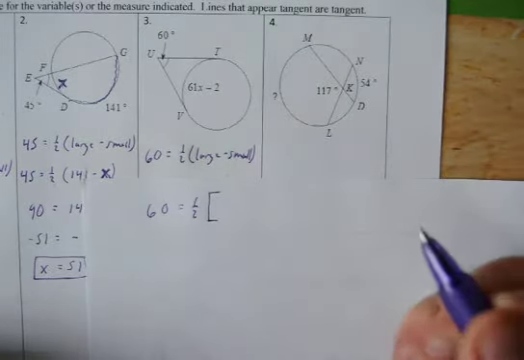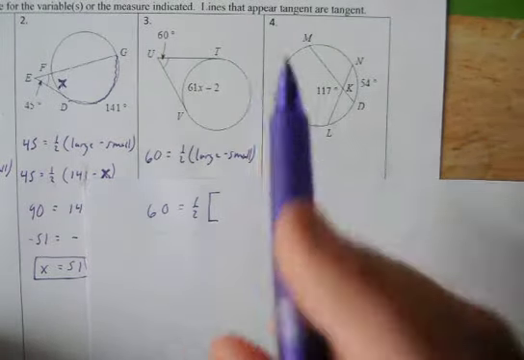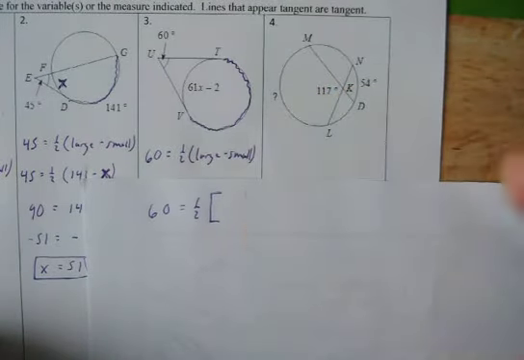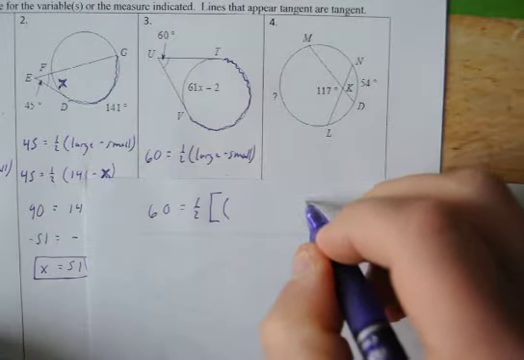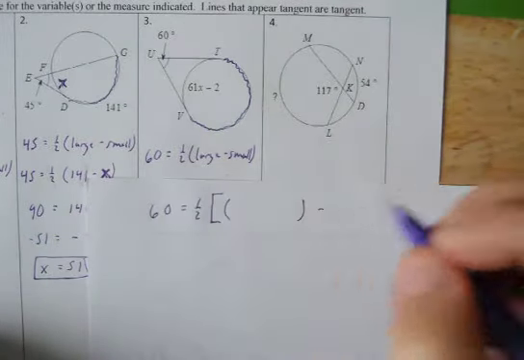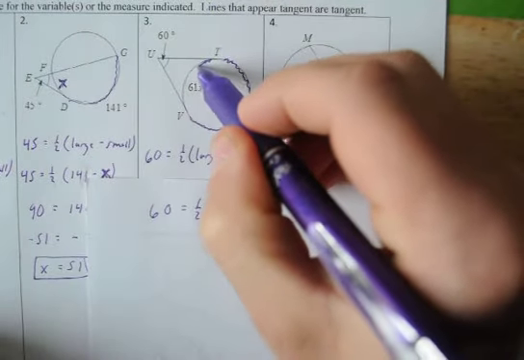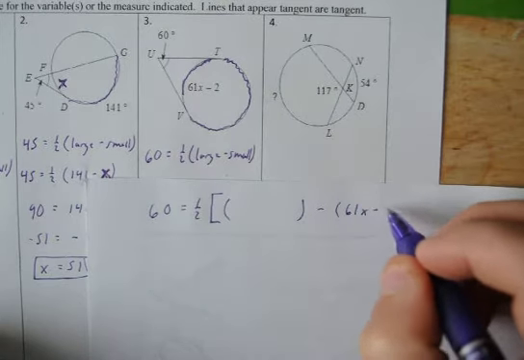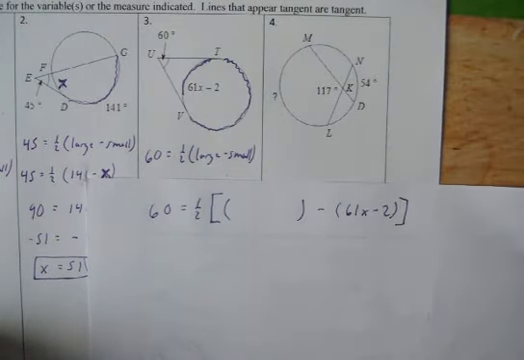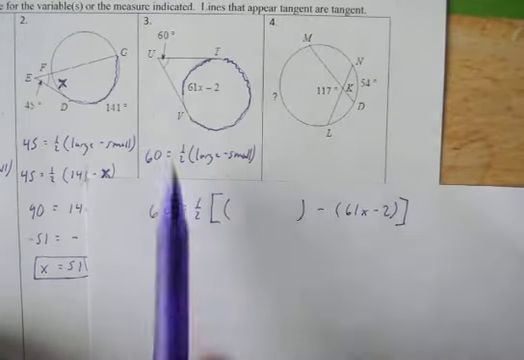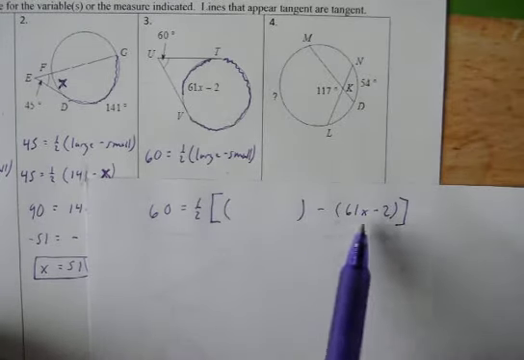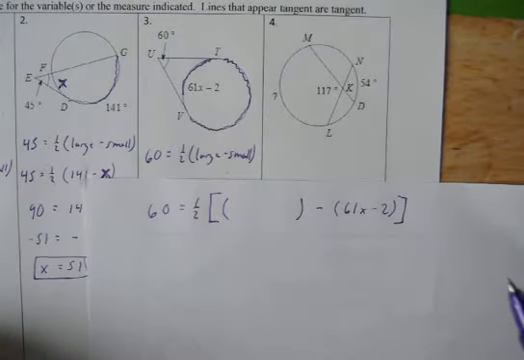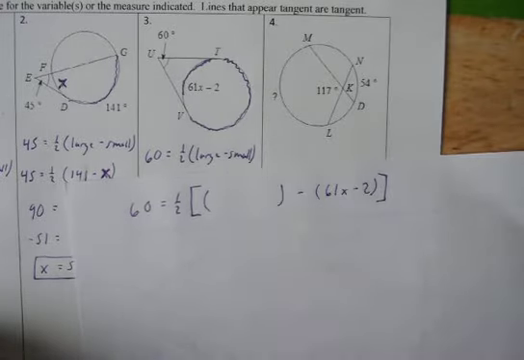I'm going to use brackets because we're going to get some parentheses going on here. So what is the large arc here? It's this. That's the large arc. Let's come back to that. I'll put in parentheses. And what is the small part? The small part's given to us. The small arc here is 61x minus 2. The angle is 1/2 large minus small, the large part of the arc minus the small part of the arc. And now I just have to figure out what this large arc is.